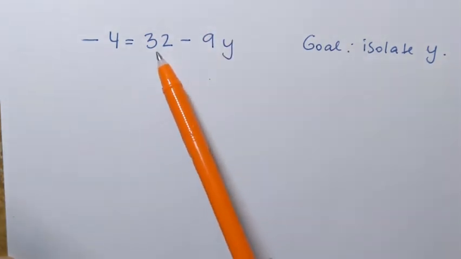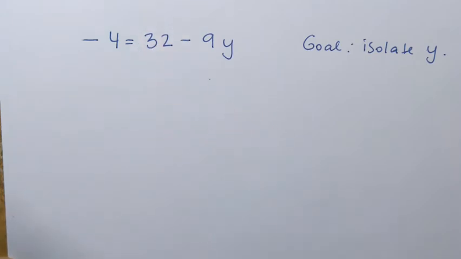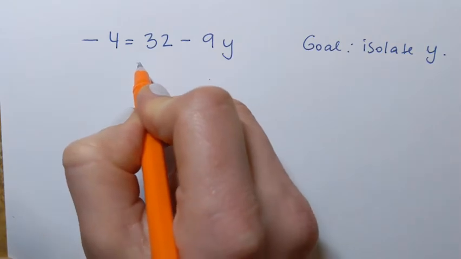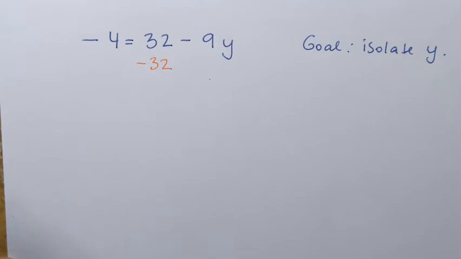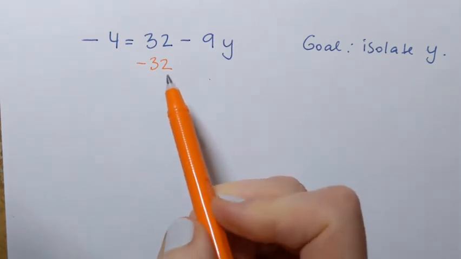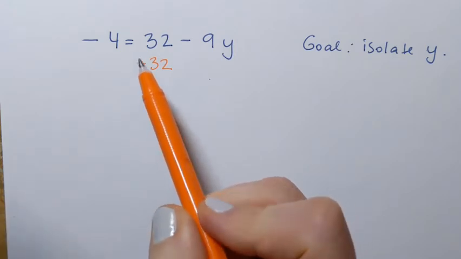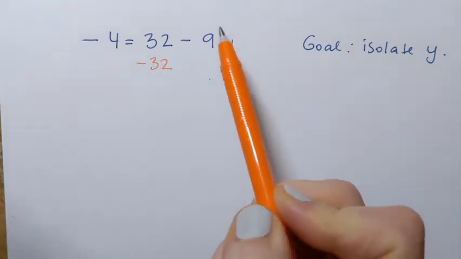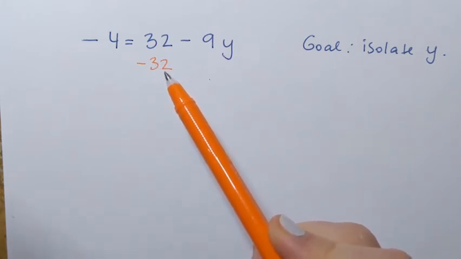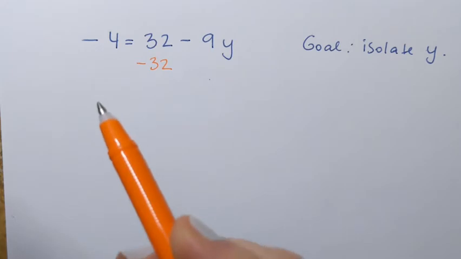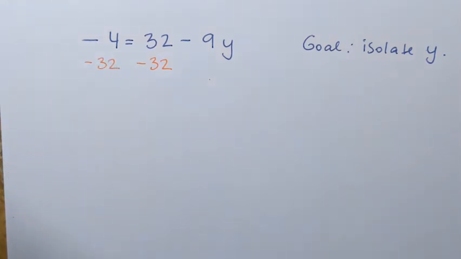If I have positive 32 here, then for that number to disappear or become 0, I need to subtract it, because 32 minus 32 becomes 0 and it disappears. When we solve an equation, we also have to remember that we want to keep it balanced. The left-hand side should always be balanced with the right-hand side. If we take away 32 from the right-hand side, then we also have to do the same thing on the left-hand side, so we subtract 32 on the left-hand side.